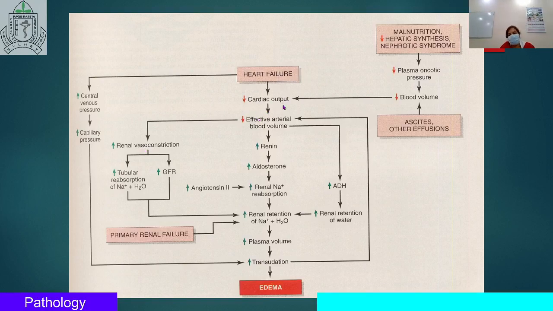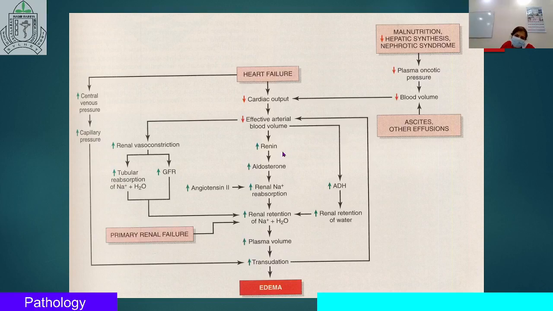In heart failure, there is decreased cardiac output. Or if this cardiac output is decreased due to any cause, there is decreased effective circulatory blood volume. If there is decreased circulatory blood volume, there are three incidents. One is increased renin secretion, increased ADH secretion, and another is renal vasoconstriction. Now, the effects of these three points.